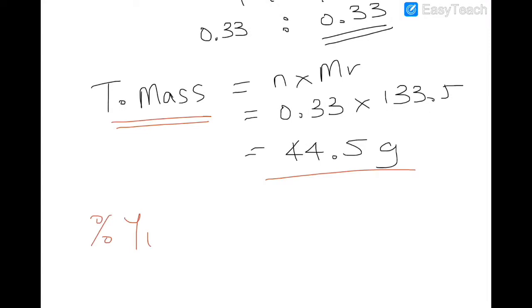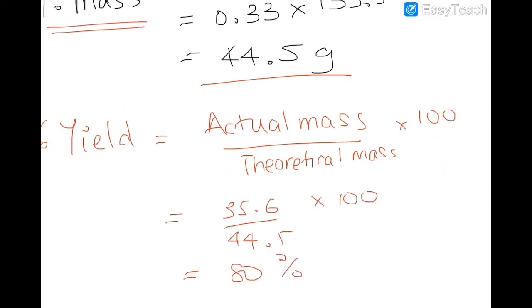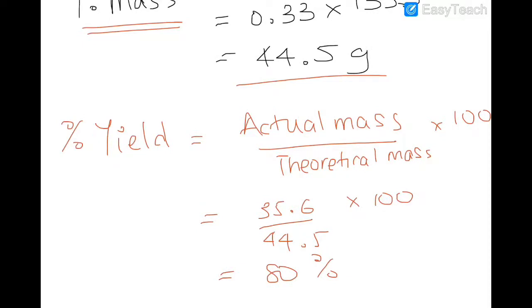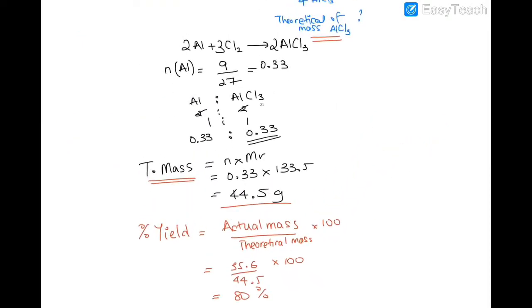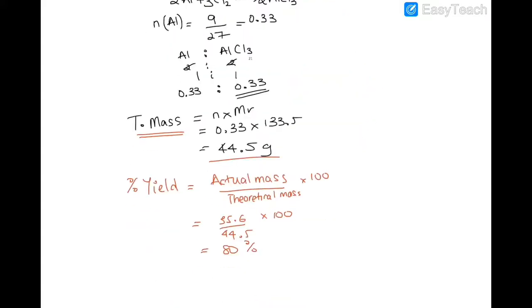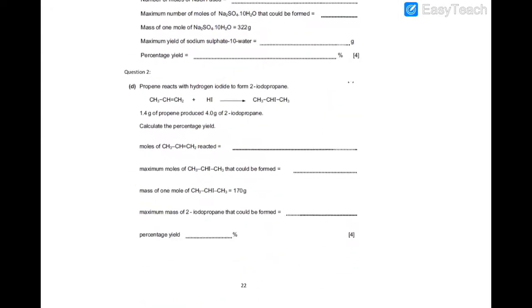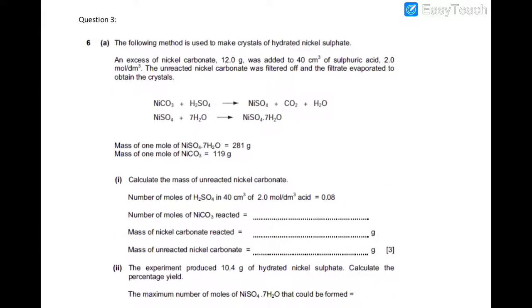Then the percentage yield would be the actual mass over the theoretical mass times 100. So for this reaction, the percentage yield is percent. Okay, and percentage yield, make sure that you multiply by 100, so it's a percentage. Okay, so try to complete these past exam paper questions.